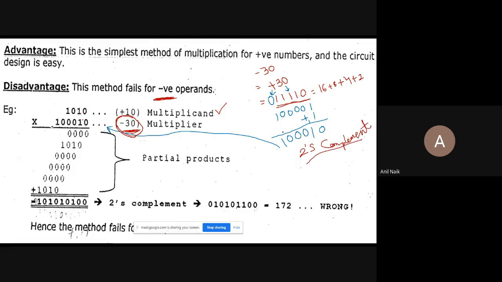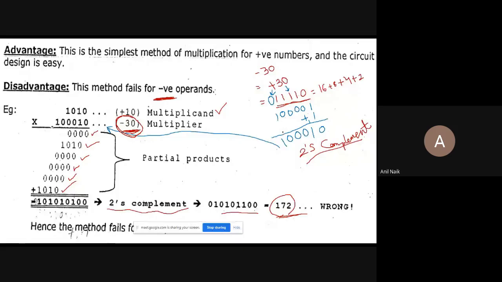So this is plus 10, minus 30. When you do the normal conventional method, these are partial products. How many? 1, 2, 3, 4, 5, 6 digits are there, so you will get 6 steps. The result is also in the 2's complement form. To cross check, you take the 2's complement again, and you will get 192.